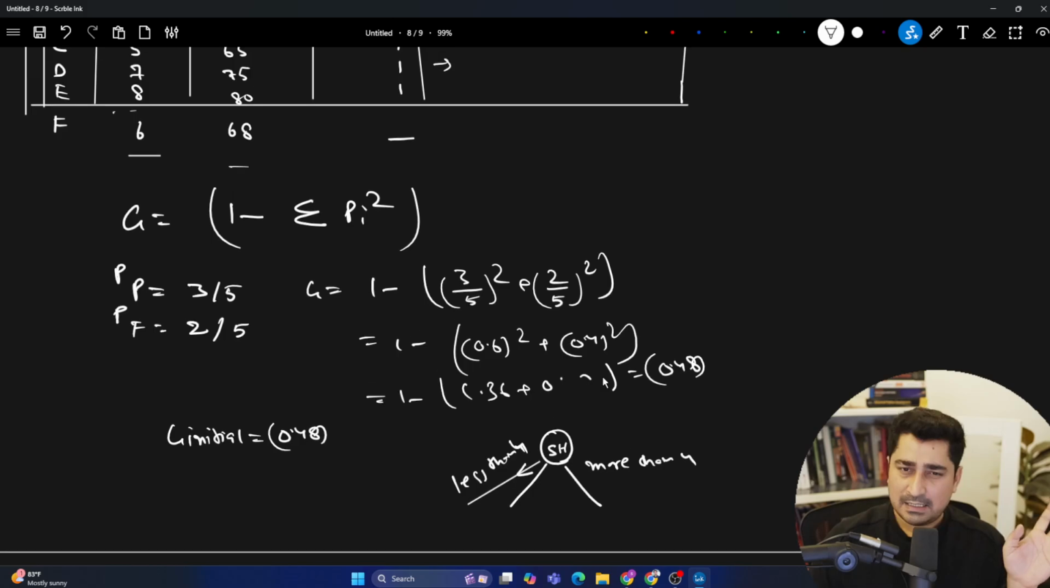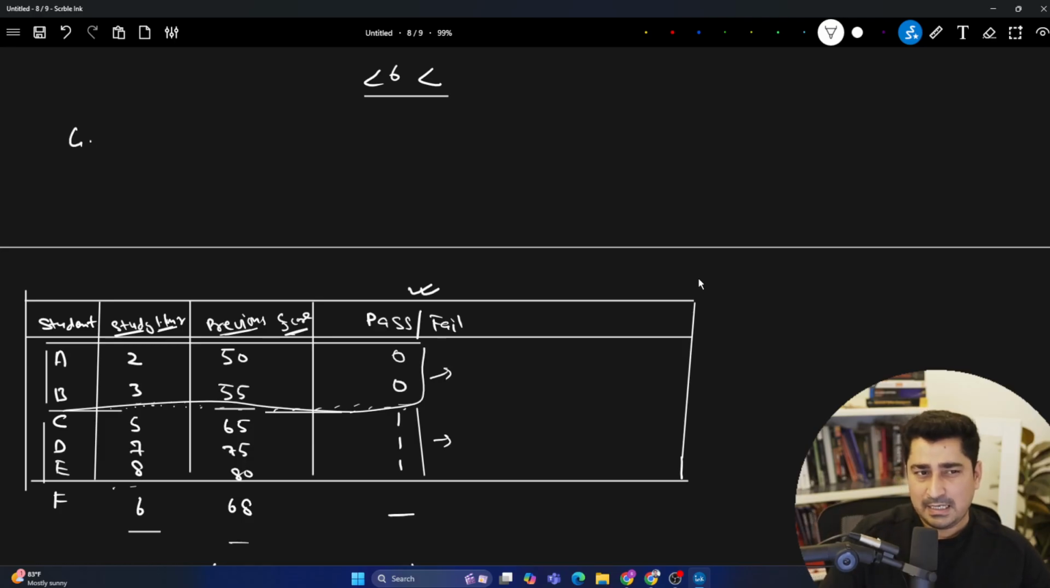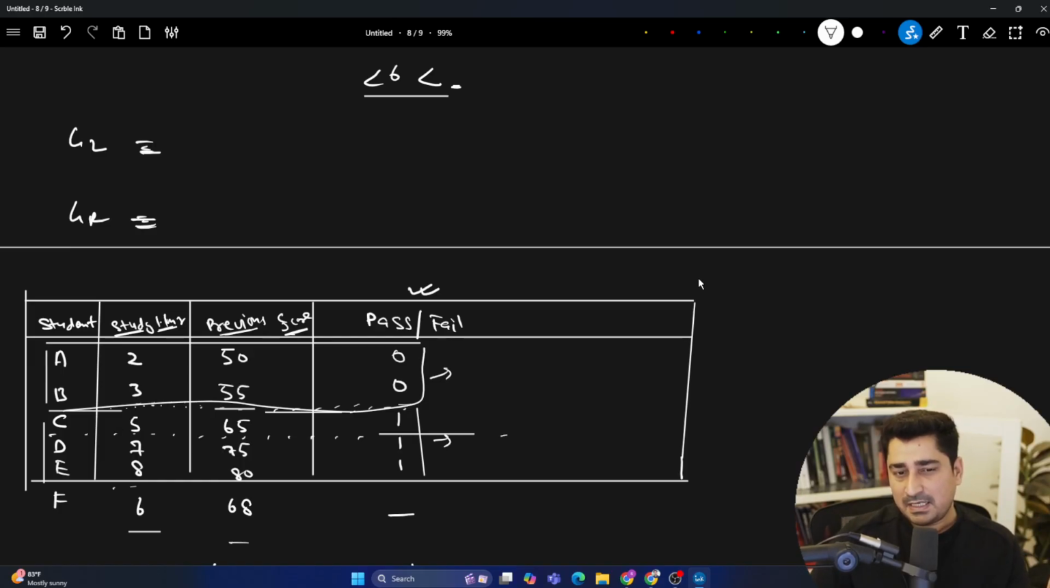Now let's take another situation, guys, and look at it carefully. If I'm trying to split at 6, lesser than 6 and greater than 6, what will be the Gini for left and what will be the Gini for right? Anyone, guys? One side and the other side. So what will the Gini be if I split at 6? If I split the data at 6, I'm splitting the data based on this.